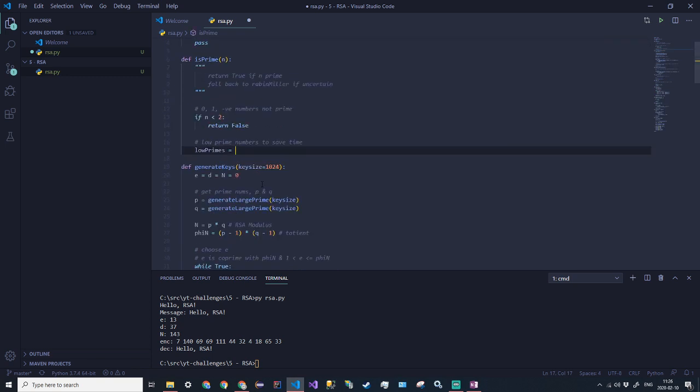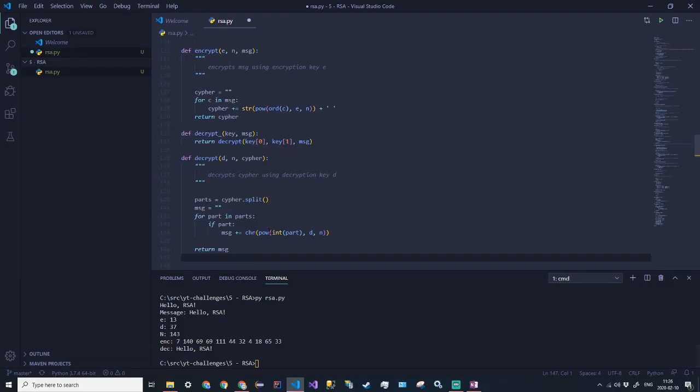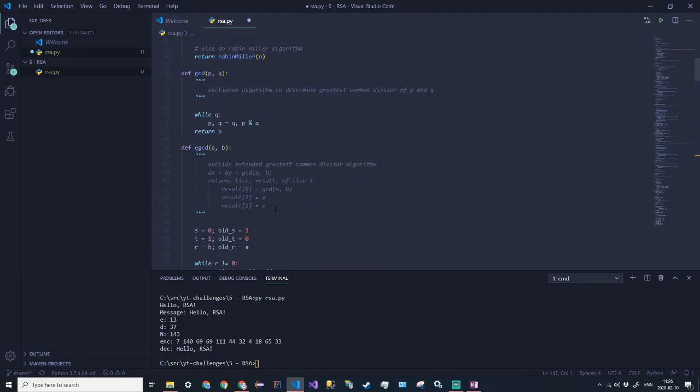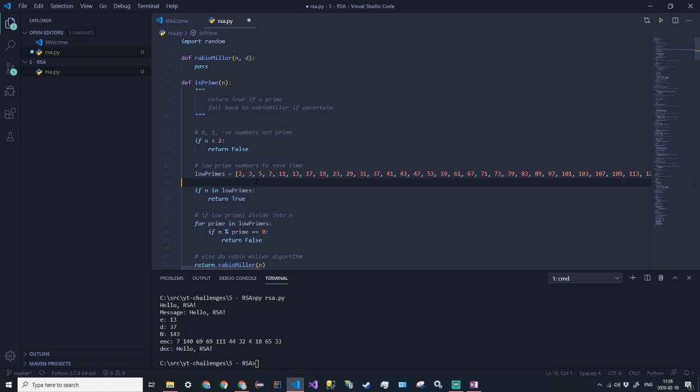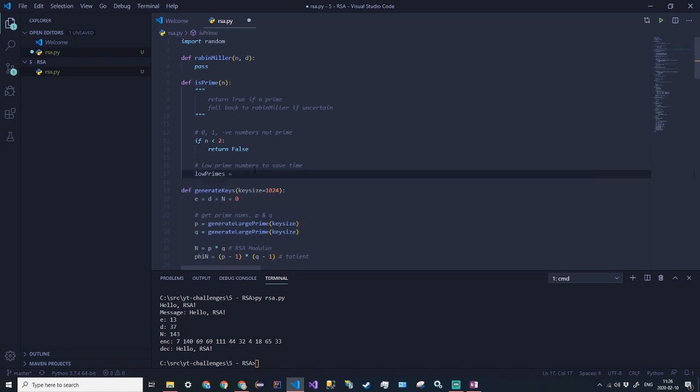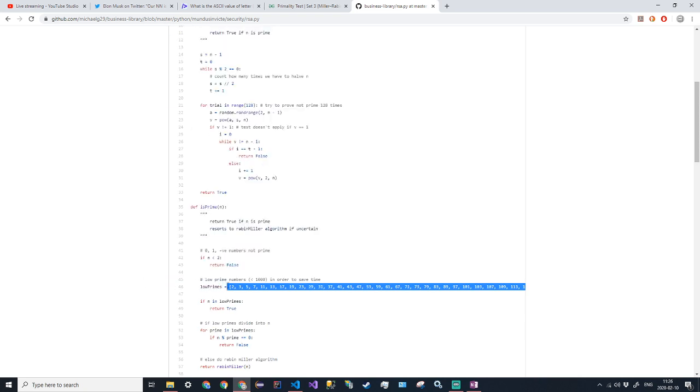No, why did it paste that? Why did it paste that? Oh, it did paste it right. Okay. All right. No, it didn't. Oh, I know why. Okay.